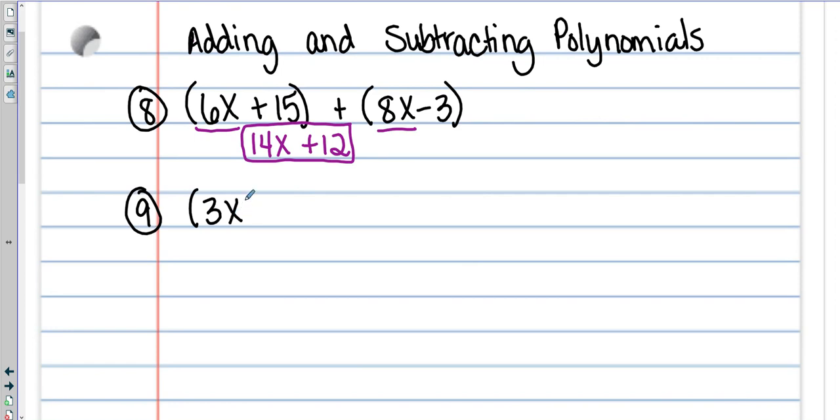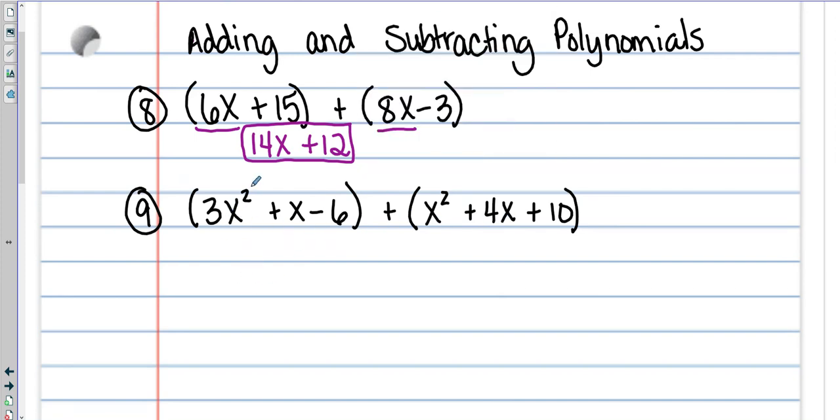3x to the 2nd power plus x minus 6, plus, open parentheses, x to the 2nd power plus 4x plus 10. Okay, since we're just adding straight through, I'm going to add my like terms.